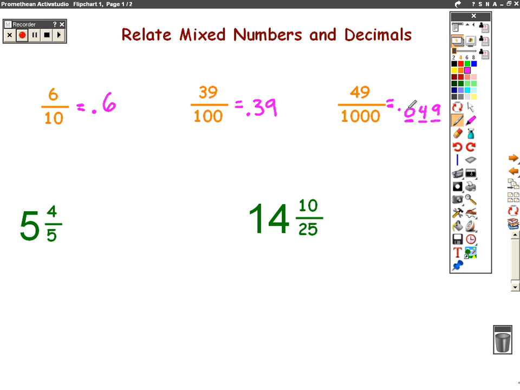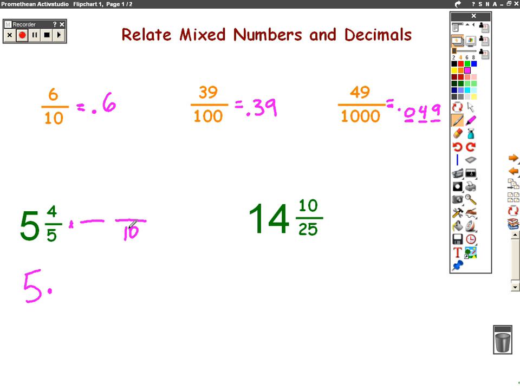Where it gets tricky is when our denominator is not a 10, a 100, or a 1,000. So here we have 5 wholes and 4/5. 5 wholes is not going to change. That's going to stay the same. So I can create my 5 wholes. What is going to change is my 4/5. So what I need to do is I need to find an equivalent fraction that has either a 10 or 100 or 1,000 as a denominator.